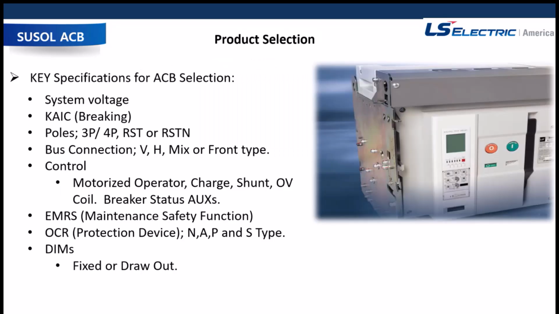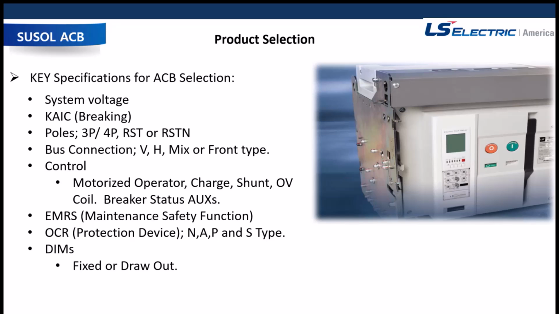Key specifics for air circuit breaker selection: system voltage, the kA breaking capacity, and poles. Is it a 3-pole or 4-pole? Obviously, it's R, S, T, or R, S, T and neutral. Bus connections: vertical, horizontal, mix, or front type. Control: motorized operator, charge, shunt, overvoltage coil, and then obviously the breaker status with the auxiliaries. Does the customer want an ERMS or a maintenance safety function? That's asked a lot here at LS Electric.